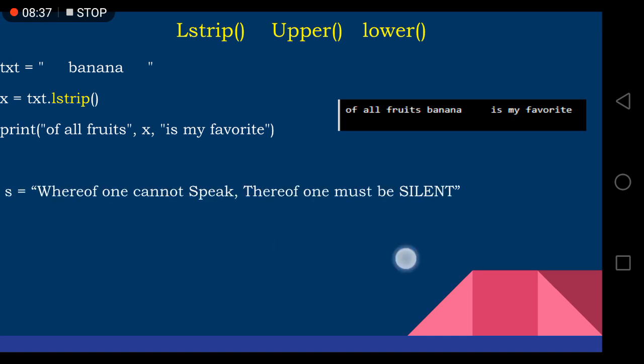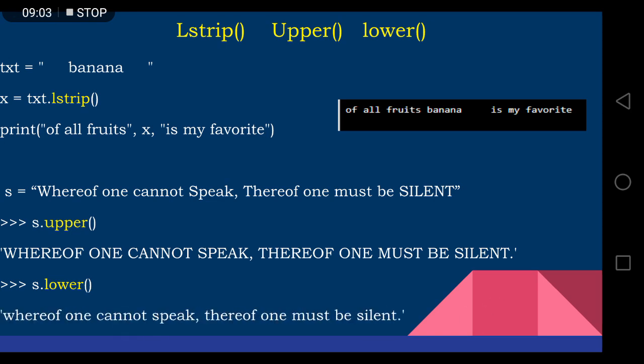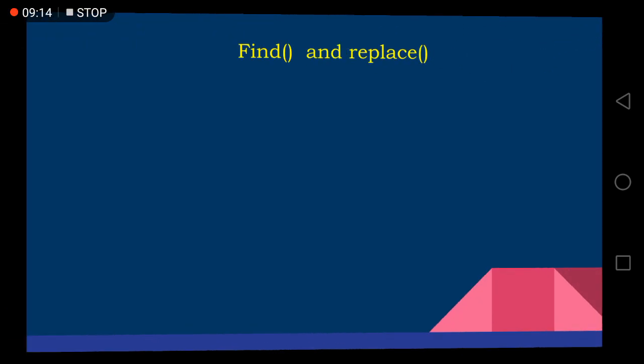Then we have upper. As we know, it will convert into capital letters. So s is equal to "if no one speak, thereof one must be silent." That is the string given, and the function is s dot upper. So dot upper will convert the word into upper, all the words are changed into capital letters. In the same way for lower, s dot lower, the same string is converted into all small letters. That's why silent is given in capital letters, to know how it is changing. Now everything is changing into small letters. So this is the example for L strip, upper and lower functions.